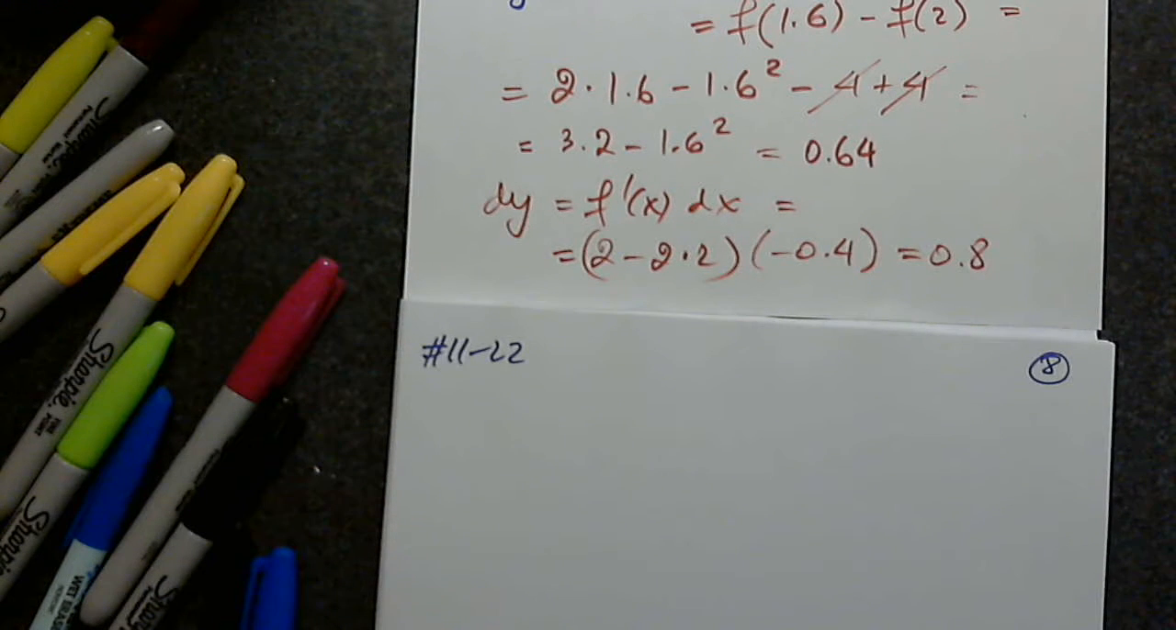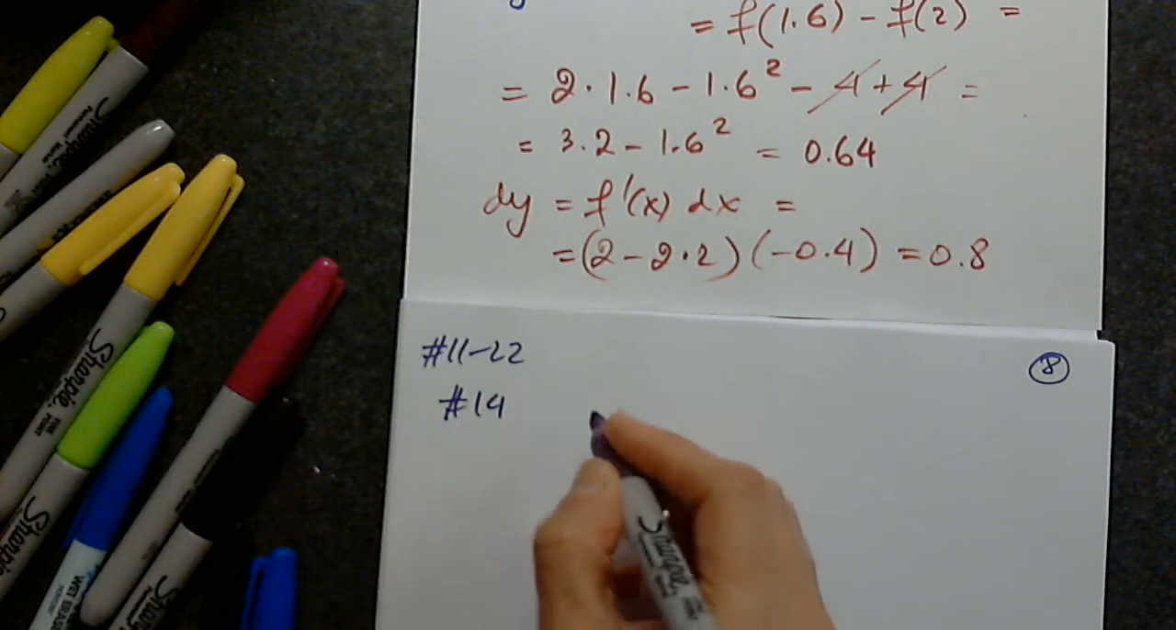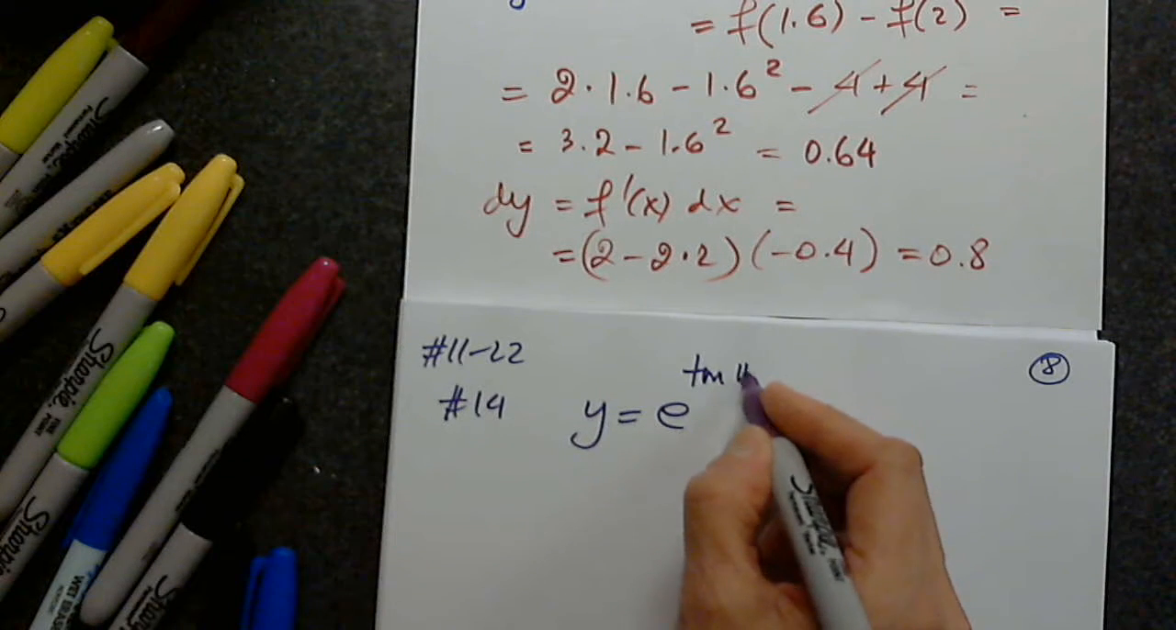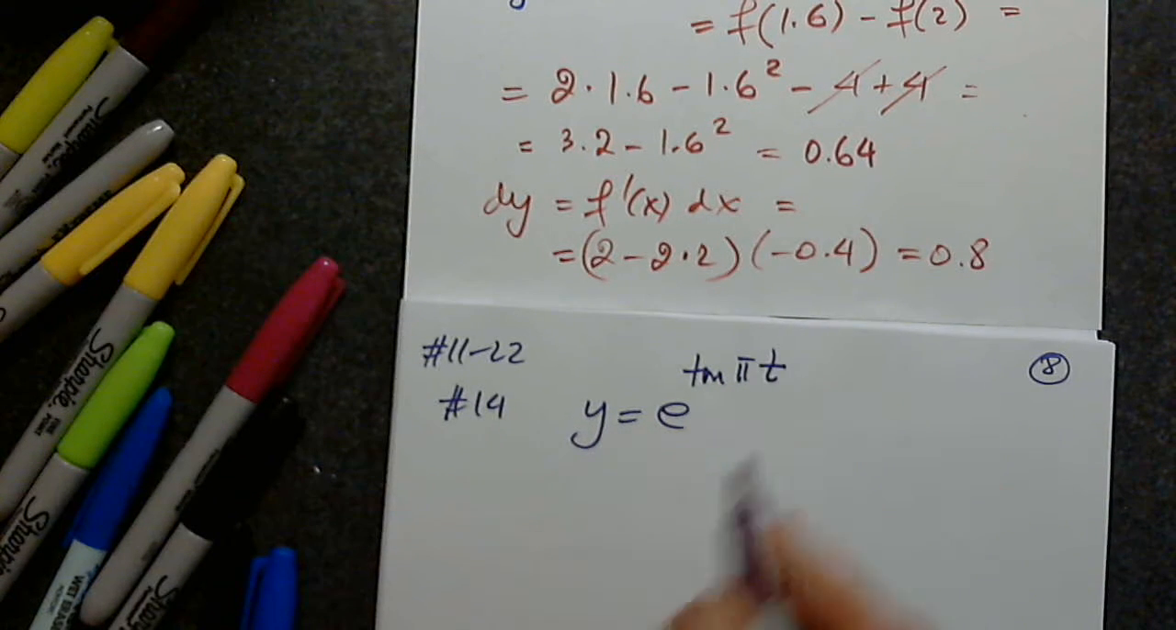Okay, from 11 through 22. Please choose. 11 through 14 is only asking us to find the differential of the function, which is very important. So let's do one example like that. Let's say 14. We are given y equals e raised to tangent pi t.